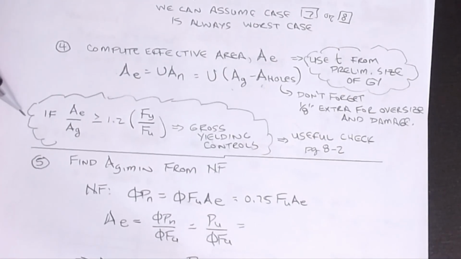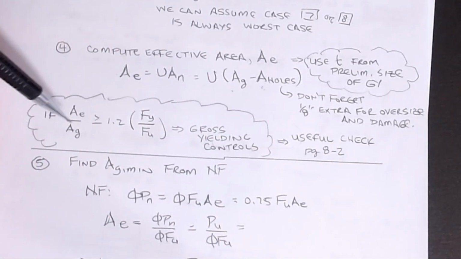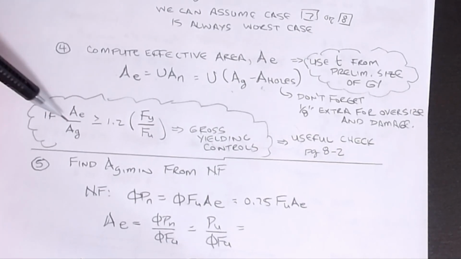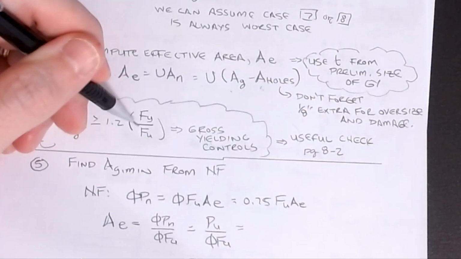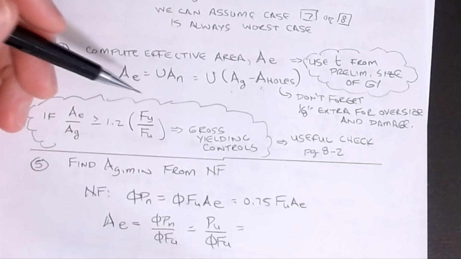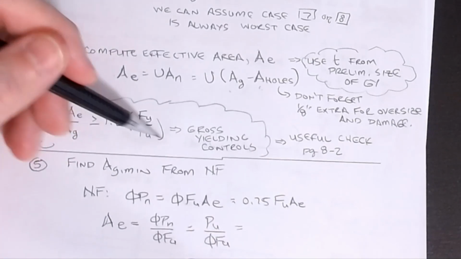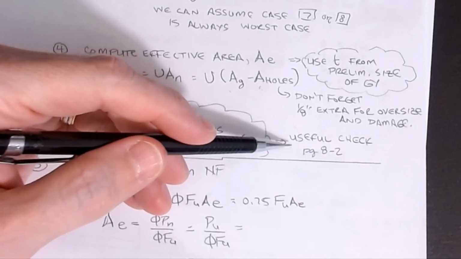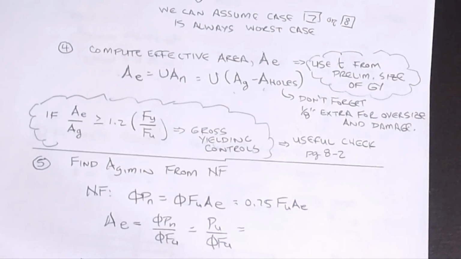Now, in AISC, there is a check that you can perform that will quickly tell you if net fracture controls or gross yielding will control, and that's by setting the equations for net fracture and gross yielding equal to each other: AE over AG greater than or equal to 1.2 times the ratio of the yield stress to the ultimate. If this is true, then gross yielding controls. If it's not true, then net fracture controls, and you've got to iterate a little bit more. It's a very useful check, and you'll find this on page 8-2 of the specification. So if I flip over to that one real quick, I'll show it to you.